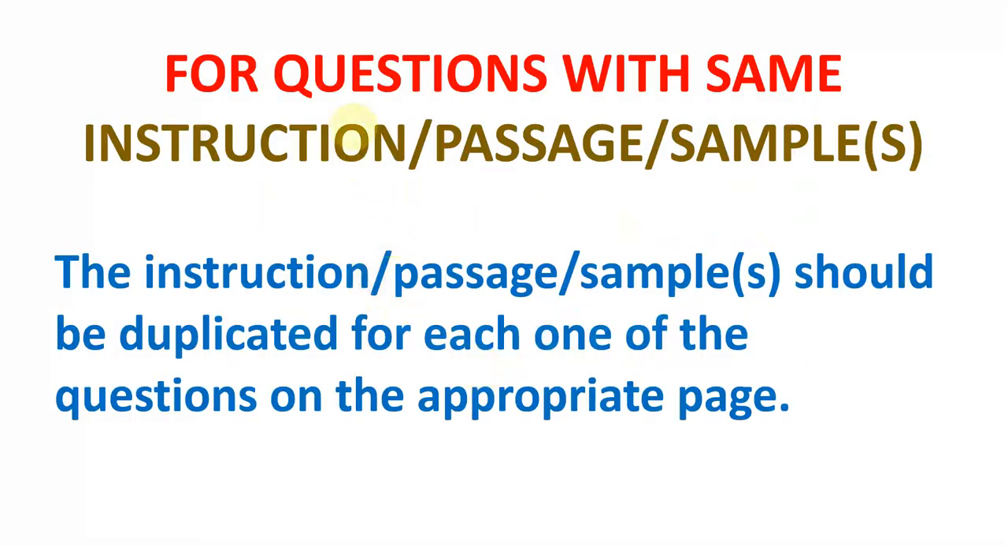Another rule is if there are questions that have similar instruction, passage or samples, what you need to do is you duplicate this instruction or that passage or the samples to the questions that have that instruction, passage or samples. So for English for instance, if question number 1 to 5 is supposed to have a passage, because you are typing as 1 page per question, the passage for question 1, you copy it and put it on page number 2. That is for question 2. The same passage to page 3, that's for question number 3, and also to 4 and 5 as appropriate.